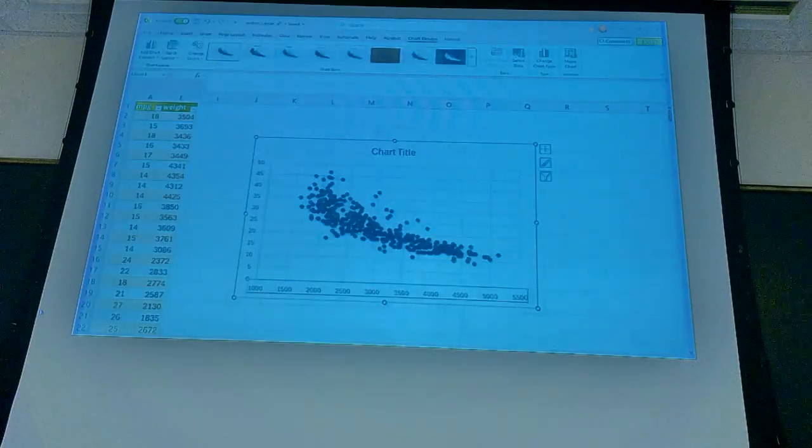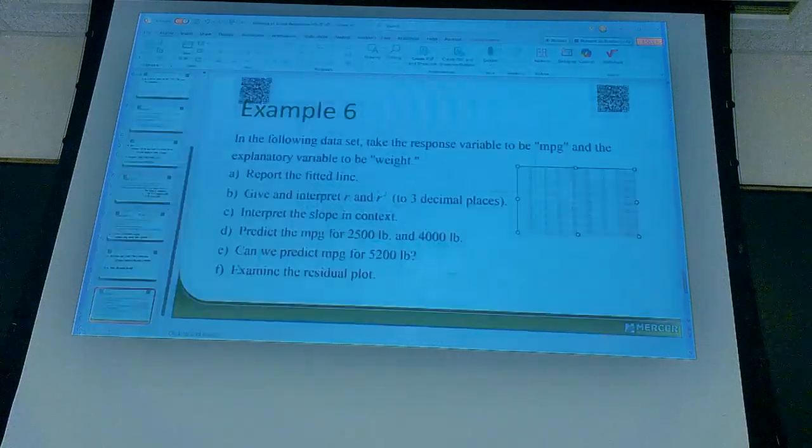What does it want us to do? Report the fitted line. Okay, so that's that. Now I just have to add a trend line.